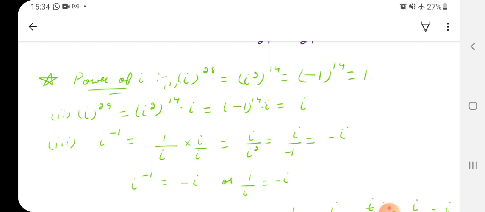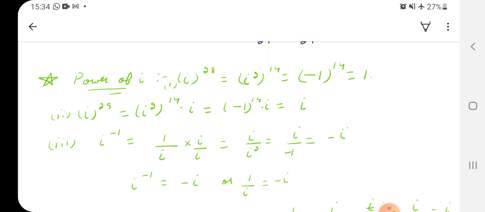We have to find iota power 28. Now we have to make it in the form of iota square, so I can write it as iota square power 14. Now you all know iota square is what? It is actually minus 1. So minus 1 power 14. It will be what? Minus 1 power even. Even power of minus 1 will be 1. So we got 1.